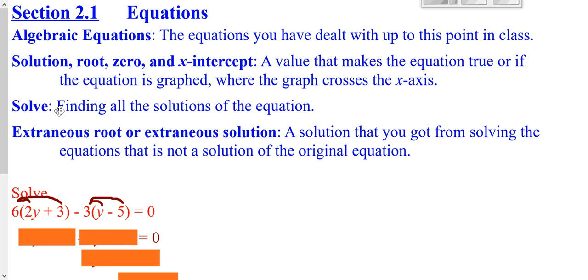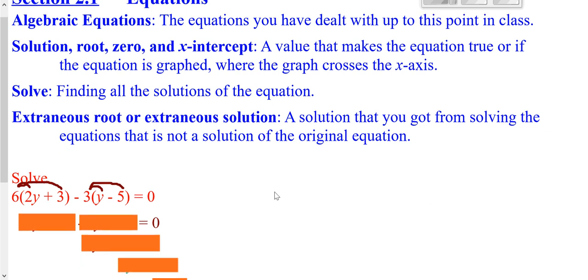Now, in certain types of problems, you're going to correctly work out a problem, but you'll end up with an answer that does not work in your original problem, and that's referred to as an extraneous solution. Typically, you'll have an extraneous solution if you start out with a variable in the bottom of a fraction, or if you start out with a variable inside of a square root.